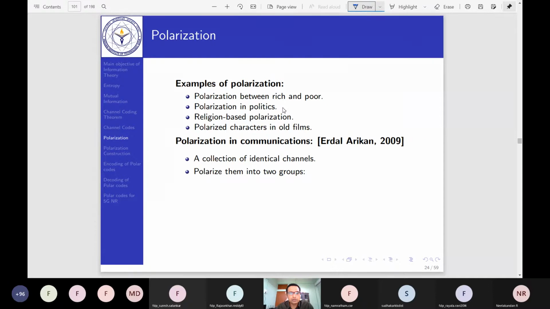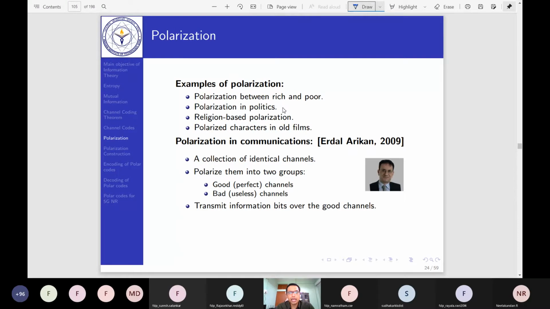And the objective is to polarize them into two groups: good channels, perfect channels, and bad channels. Perfect channels are sometimes called good channels. Bad channels mean you cannot do anything. Okay, so this is what he tried to do.